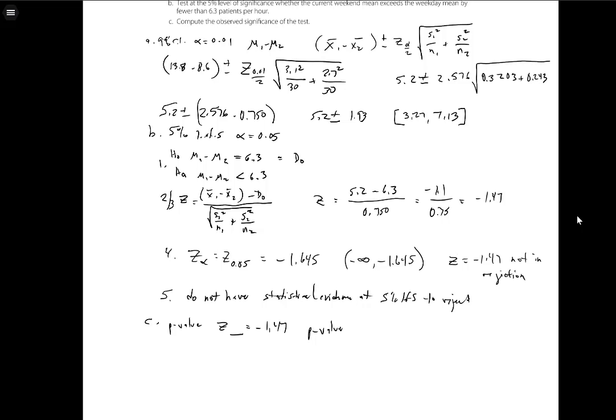0.0708. So from a p-value standpoint for the hypothesis testing, we could have said that a p-value of 0.07, the probability of that actually happening, is not less than our level of significance of 5%. So we don't have enough data to say we would reject our null hypothesis. We go forward with the null hypothesis that we're still operating at the 6.3 patients per hour that we had previously. Okay.